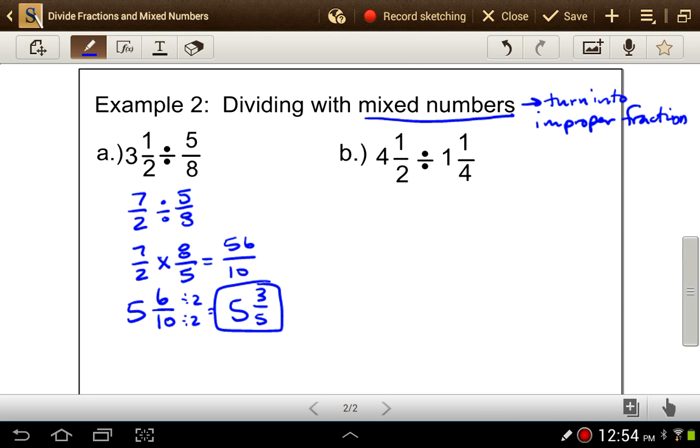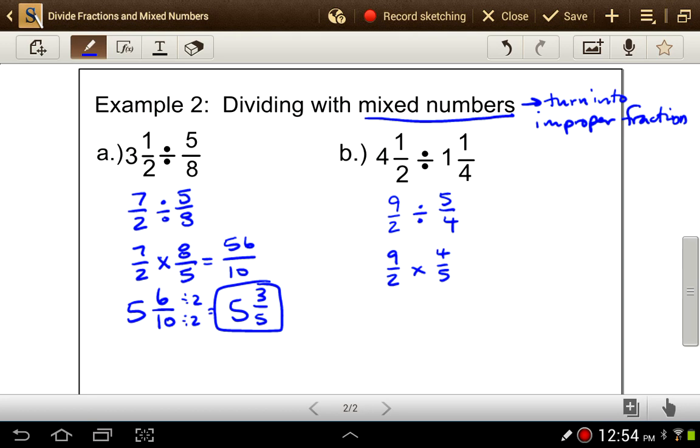I'm going to do that with B also. 4 1/2 divided by 1 1/4. So 4 1/2 turns into 2 times 4 plus 1 is 9/2, divided by 4 times 1 is 4 plus 1 is 5, 5/4. Rewrite as improper fractions first. That's step 1. Step 2 then is turn it into a multiplication problem. So that's 9/2 times 4/5. Multiply by the reciprocal.